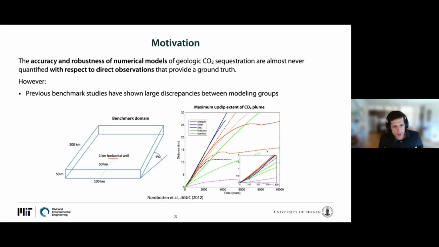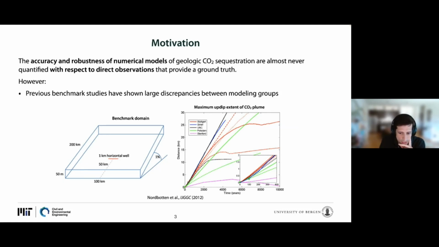Another important thing to mention is that there's been some previous benchmark studies which have shown a large number of discrepancies between the forecasts made by different modeling groups. And here you have one example of this. This was a benchmark that was conducted about 10 years ago in a synthetic reservoir. And in this case, the participants were asked to estimate the maximum up-dip extent of the CO2 plume among different things. This is the example that I'm showing here.